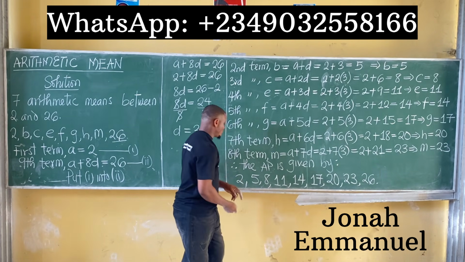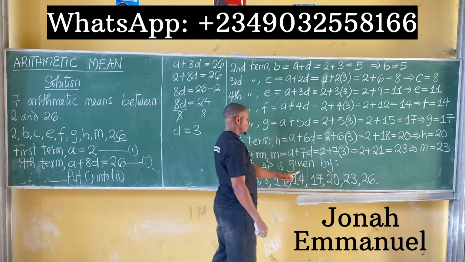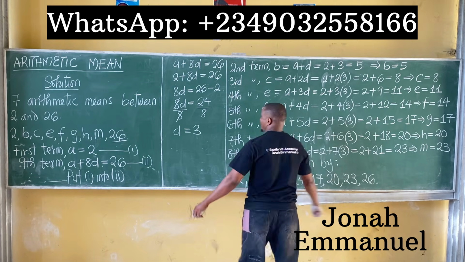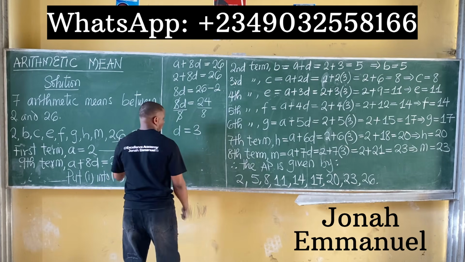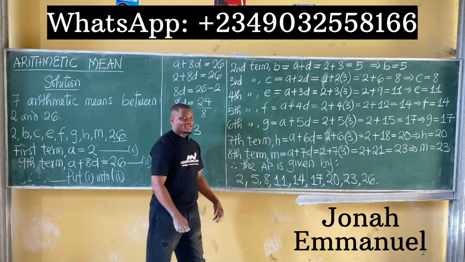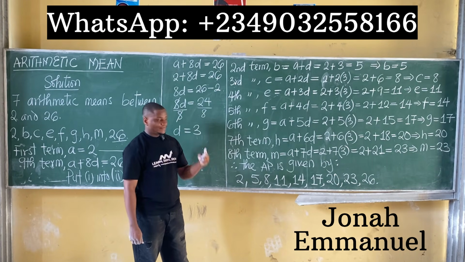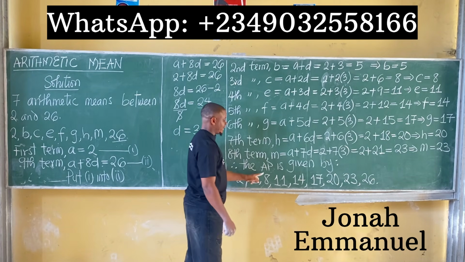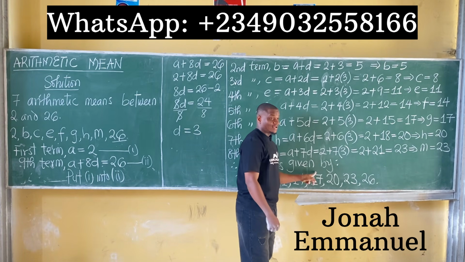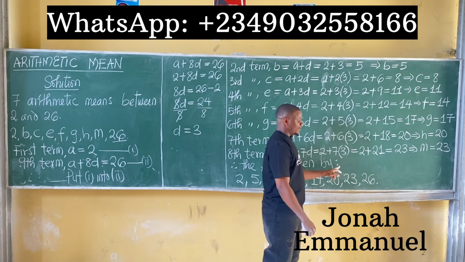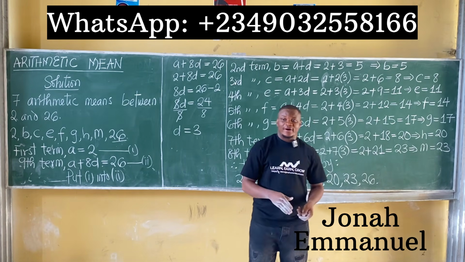So if you count between 2 and 26, I've inserted 1, 2, 3, 4, 5, 6, 7. I've inserted 7 arithmetic means between 2 and 26, and you have this. And just by observation, you can see that each of the terms differ by 3. 2 plus 3, 5, plus 3, 8, plus 3, 11, plus 3, 14, plus 3, 17, plus 3, 20, plus 3, 23, plus 3, 26. It's just that simple.